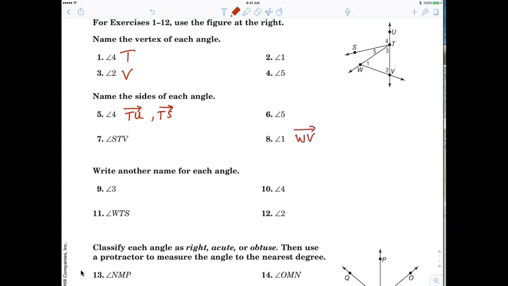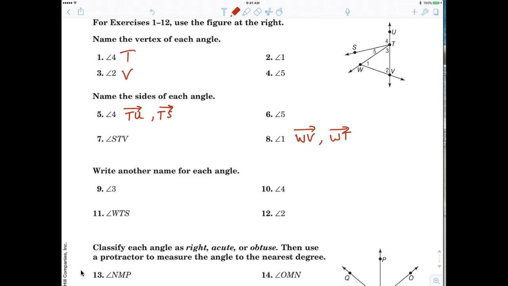WV, somebody said that, and WT. Now, if you don't know, speak up, but I think that's so basic, right? Very basic. Everybody should know that. All right? The sides of an angle are rays. Now, write another name for each angle.